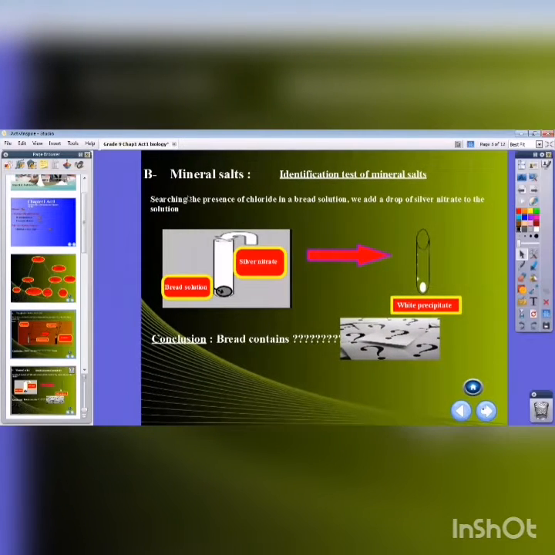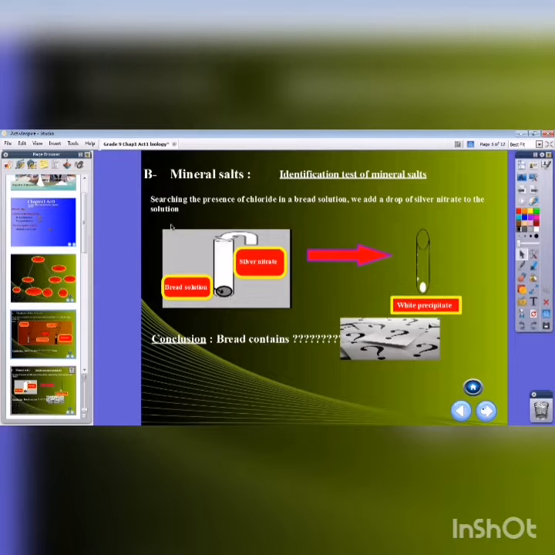food. Second test, for mineral salt, we are testing the presence of chloride, which is a salt, in a bread solution. How can we obtain a bread solution? We take a piece of bread and we dip it in a test tube with a little amount of distilled water. Okay, we shake them, we obtain a solution of bread.